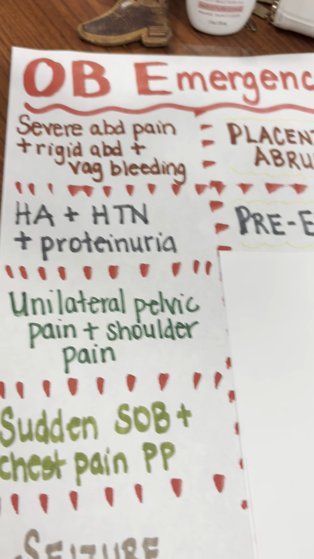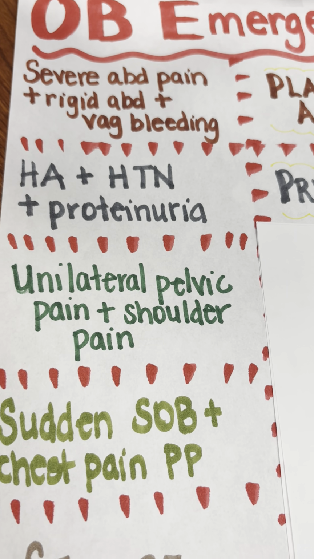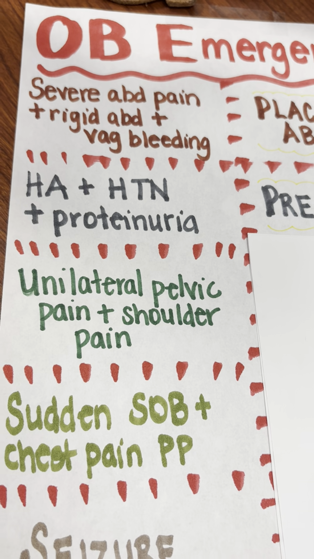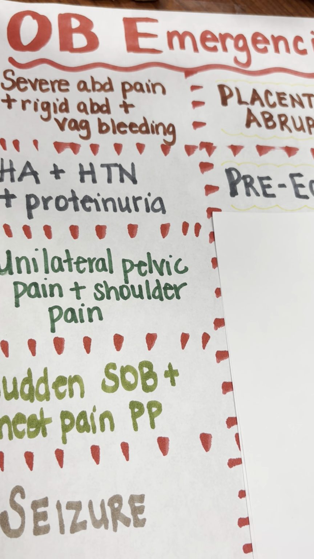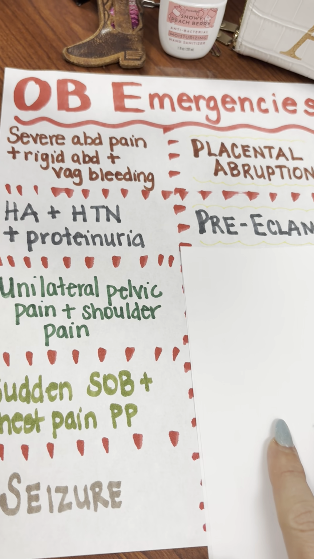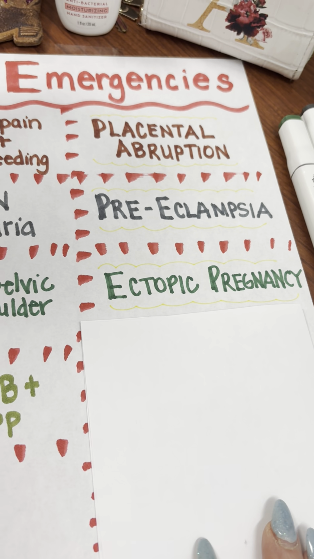All right. Next one is unilateral pelvic pain and shoulder pain. Now, this is a big one and students miss this a lot. Anytime there's shoulder pain in a woman, we get nervous. Okay. I'll tell you why in a minute after you answer this one. All right. Unilateral pelvic pain and shoulder pain is an ectopic pregnancy.